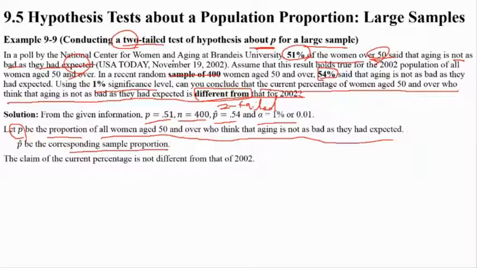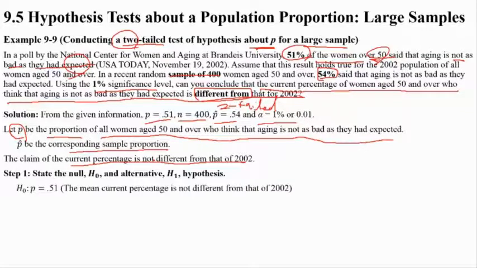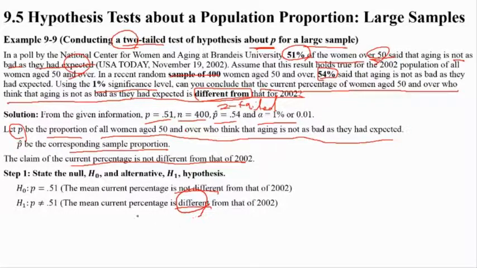So the claim is the current percent is not different from 2002. Not different means the same. So step 1: null hypothesis and alternate hypothesis. The null hypothesis says there is no difference; the alternate says different. When you're talking about different, how many tails? Two tails. So that's why this is a two-tail test.